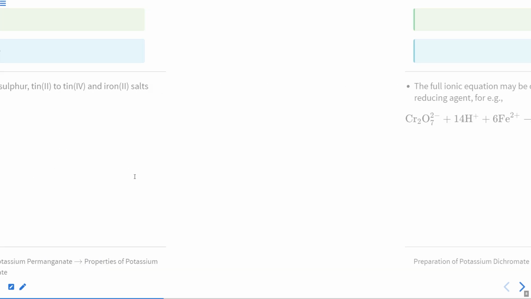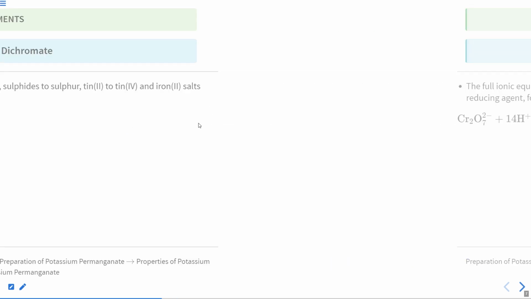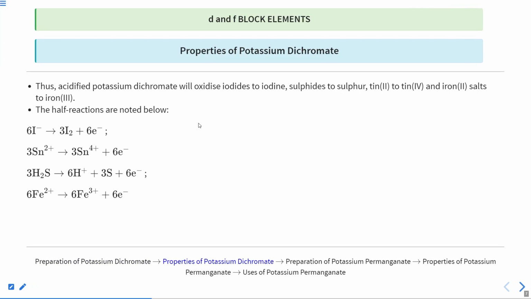So here is the illustration of that. We have just added one here. You can try the remaining reactions with the same reaction. You just need to balance at the end.